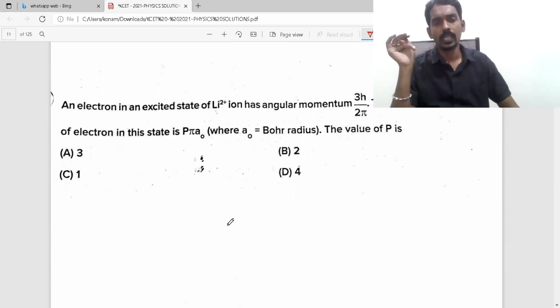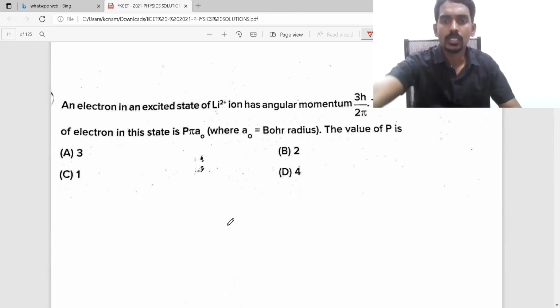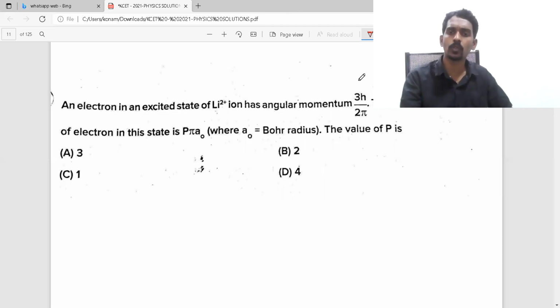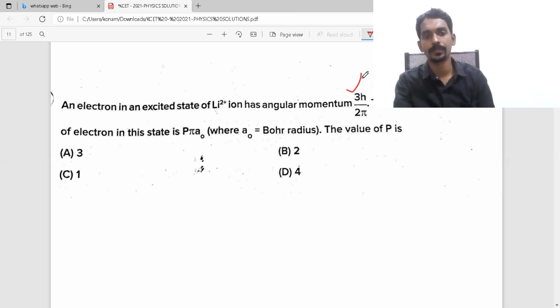Now the next question. An electron in an excited state of Li2+ ion has angular momentum 3h by 2 pi. So for any orbit, for any atom, hydrogen or hydrogen-like atom, nth orbital electron means angular momentum nh by 2 pi. So from that you will come to know the n value first. Then you have to find the de Broglie wavelength of the electron, which is h by p, nothing but h by mv, where vn, just like in the previous question, we have the vn formula. Same thing we have to do.